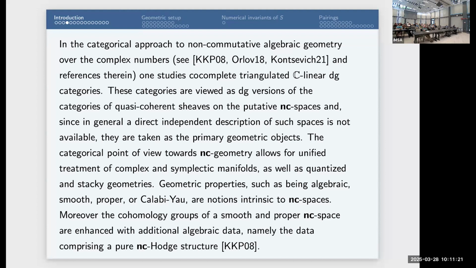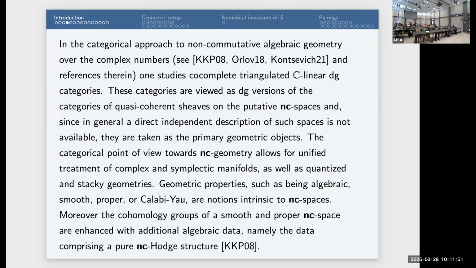These categories are viewed as leaky versions of the categories of quasi-coherent sheaves on those putative non-commutative spaces. And so in general, we don't have a description of those spaces. Those categories are actually taken to be the geometric object themselves. The categorical point of view towards NC geometry allows for a unified treatment with complex and symplectic manifolds as well as quantized and static geometries. So a lot of things fit together.